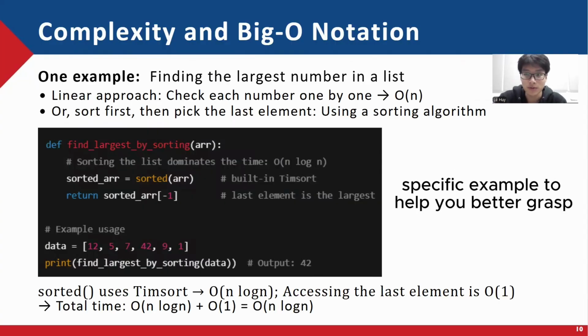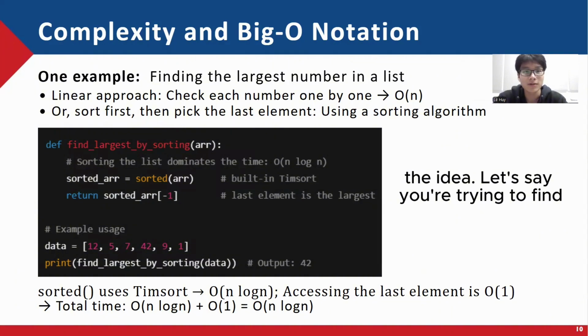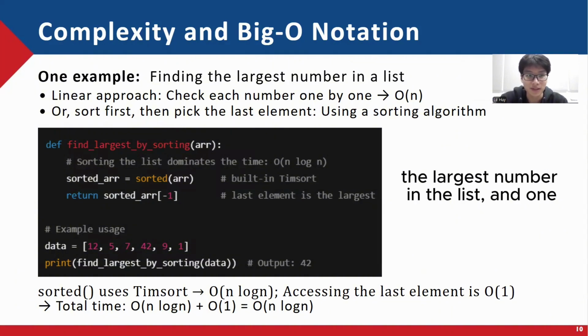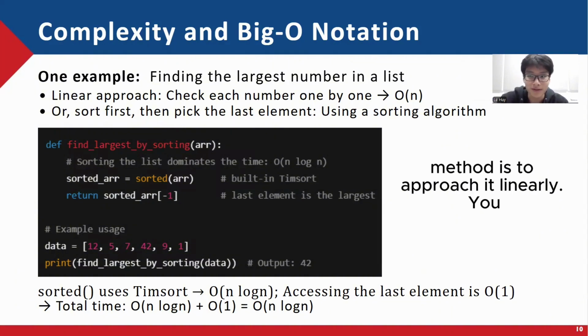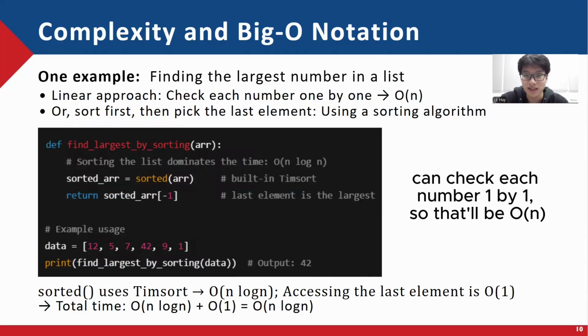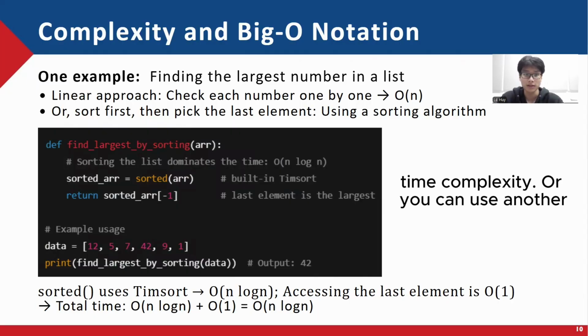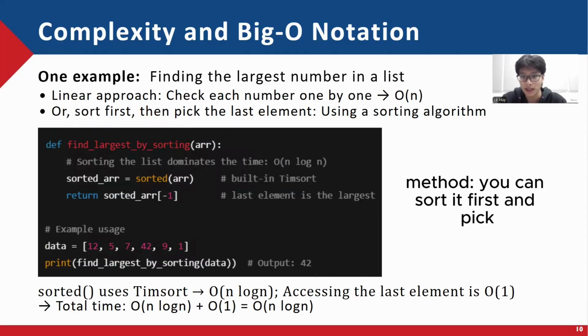One specific example to help you better grasp the idea. Let's say you're trying to find the largest number in a list. One method is to approach it linearly. You can check each number one by one. That would be O(n) time complexity. Or, another method, you can sort it first, then pick the last element.